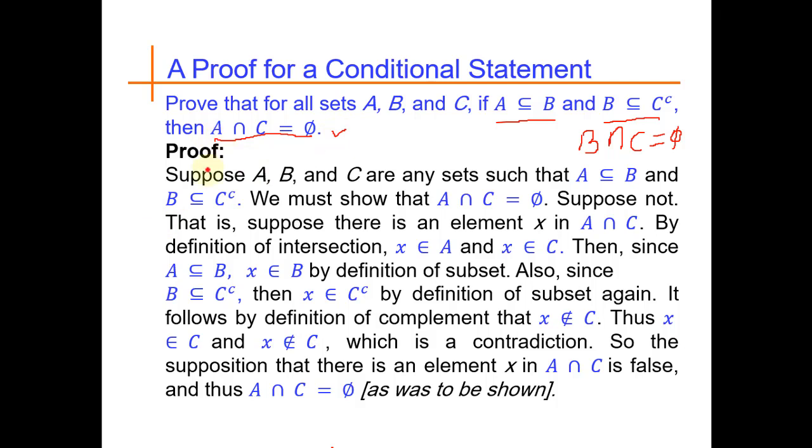सो इसका प्रूफ जो है वो हम देखते हैं किस तरीके से किया जा सकता है. Suppose A, B and C are any sets such that A is contained in B and B is contained in C complement. We must show that A intersection C is equal to phi.